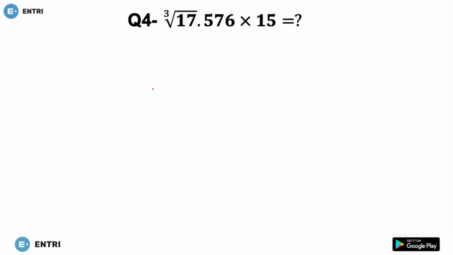Cube root of 17.576 multiplied by 15. See, when you see this question, you are going to be in a dilemma about whether we are going to solve it. Yes, you will be able to solve these types of questions within a few seconds. How? I am going to tell you. Since it's a cube root and that too in decimal, first try to remove this decimal so that you can easily solve it. While removing the decimal, I can see that after the decimal there are 3 digits. That means I am going to multiply the whole number by 1000.